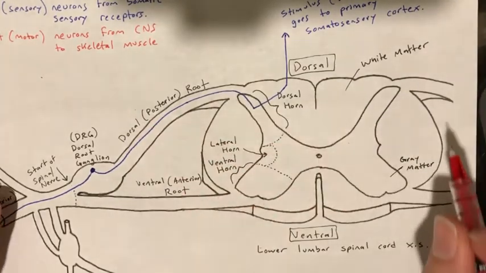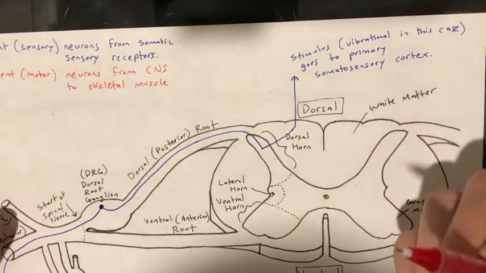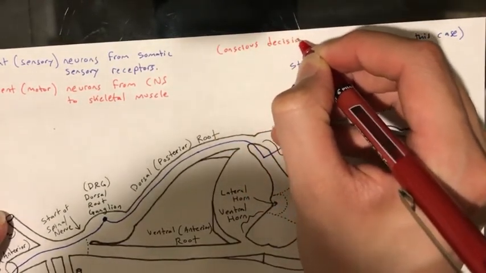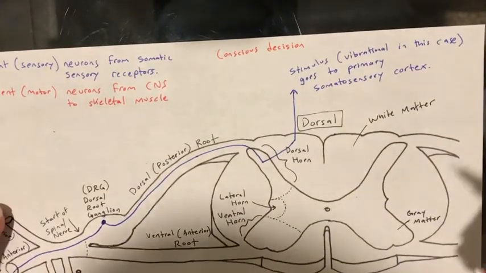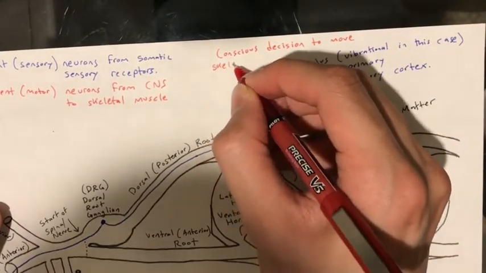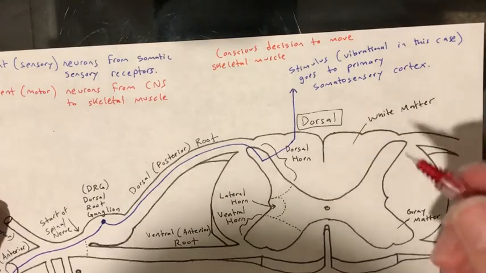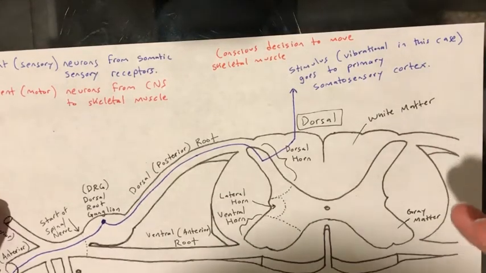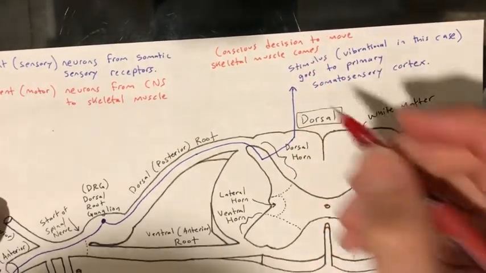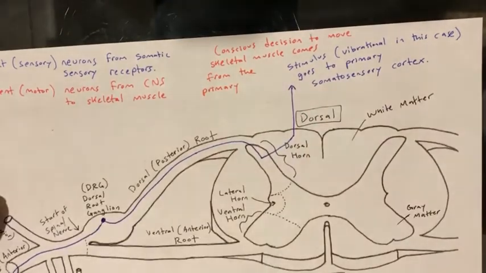So I'm going to take my red pen now, and we're going to write up here where that decision is made in your brain. That conscious, voluntary decision to move or contract skeletal muscle, in this case, the skeletal muscle is the quads or quadriceps femoris, comes from the primary motor cortex.